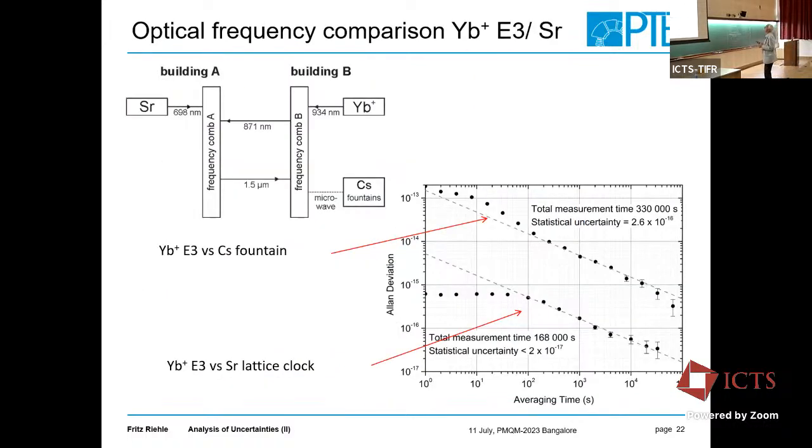in order to make the correction accurate. Okay, the optical frequency comparison has been done between the E3 of ytterbium and the strontium clock, and the instability of the ytterbium versus the cesium fountain goes like this. But if you compare it versus the strontium lattice clock, it goes down by more than an order of magnitude, and you could do comparison in the 10 to minus 17 range within a day or so. Okay.